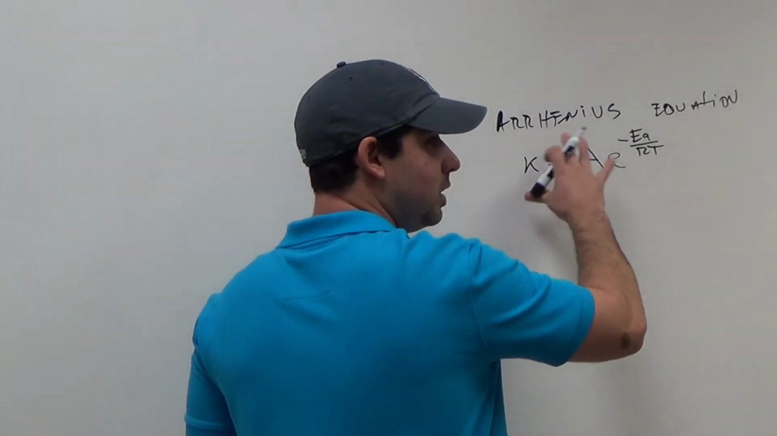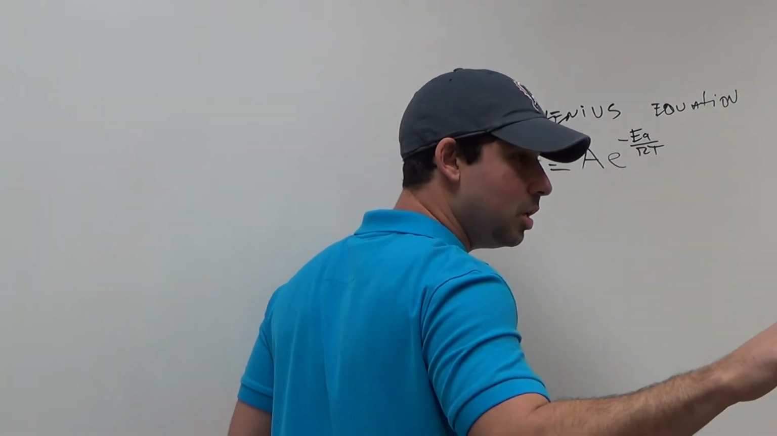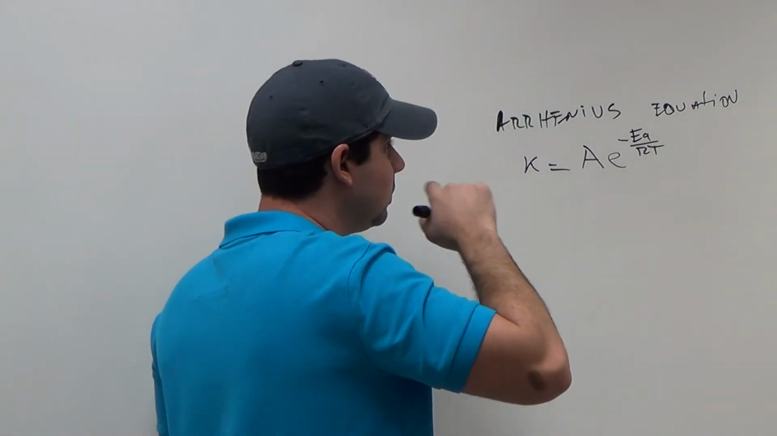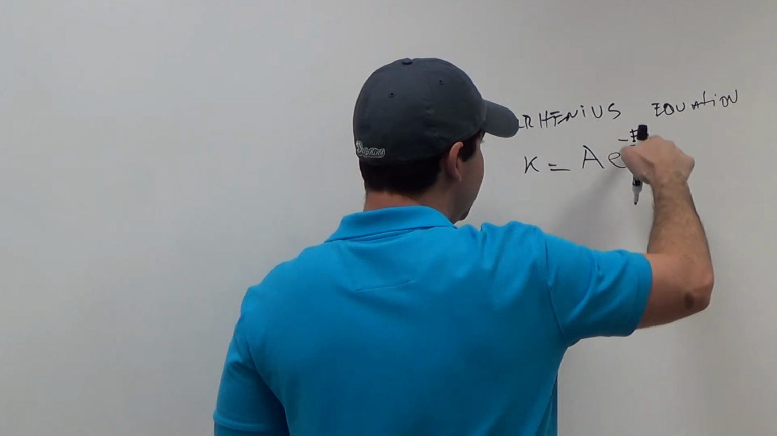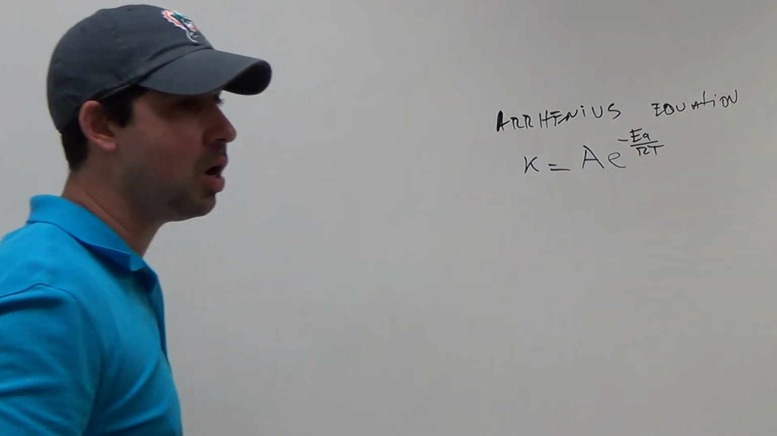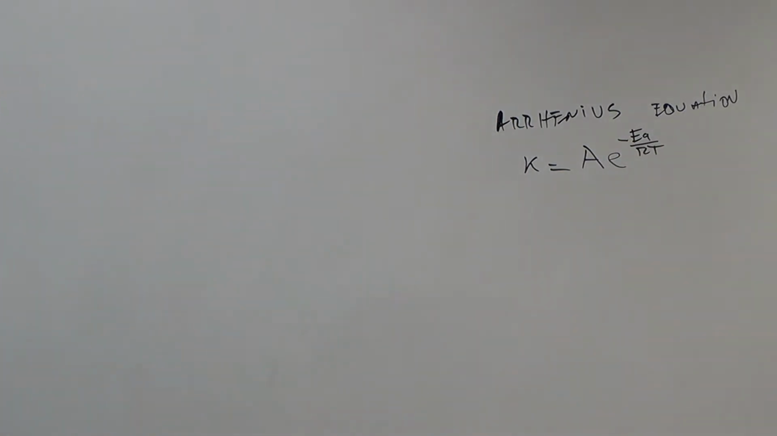Okay, so that's the equation. e is the little e in your calculator, it's a number. And this is raised to that power, minus Ea over RT. Tell me, what is this the equation of?